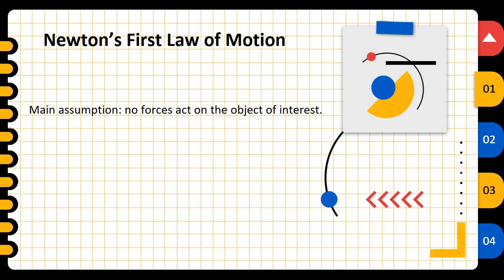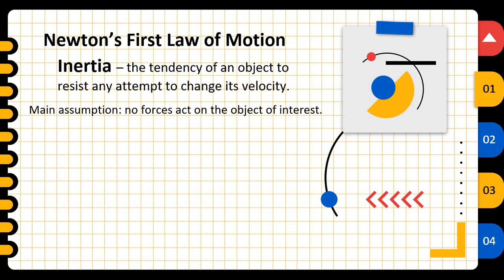And inertia, according to our description right here, is defined as the tendency of an object to resist any attempt to change its velocity. So, our main assumption right here is that no forces should act on the object of interest. So let's write it in here. The net force shall be equal to 0.